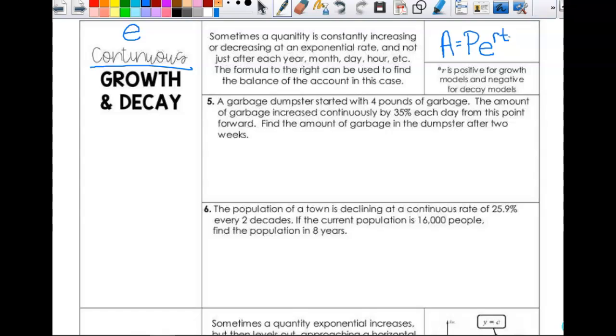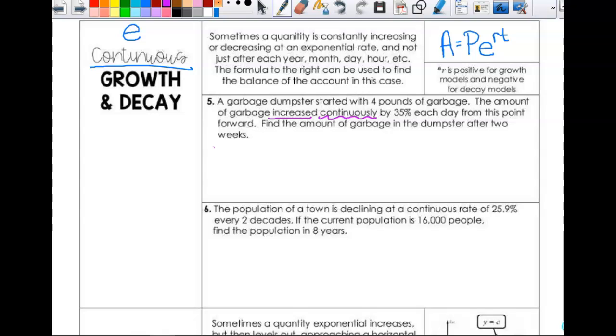So this says a garbage dumpster started with 4 pounds of garbage. The amount of garbage increased continuously. So that right there is your little siren that says, I'm going to use the Pert formula. By 35% each day from this point forward. Because it's not like you're only allowed to throw something in the dumpster every hour, right? People would just be throwing stuff in there all day. Find the amount of garbage in the dumpster after 2 weeks.